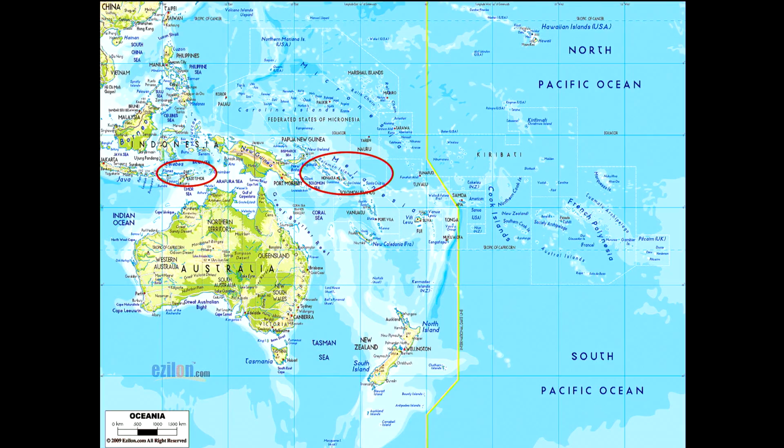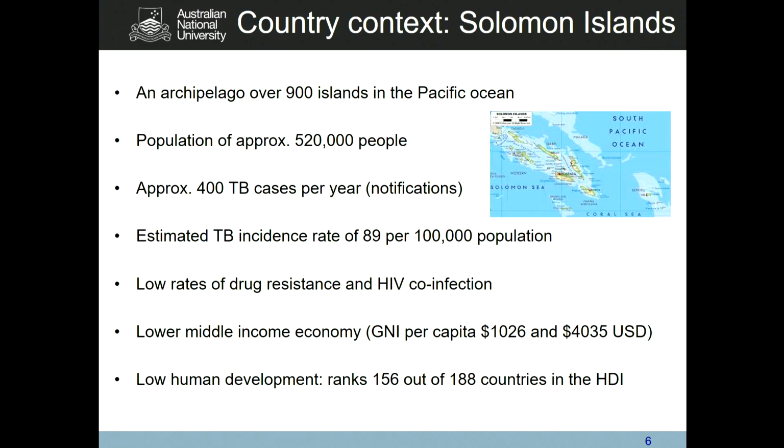Here is a map to show you our part of the world and where these two countries are, and you can see that they're actually quite small countries. If I can get the pointer to work, this is Solomon Islands here, and this is Timor-Leste. Solomon Islands is about 2 hours flight from Brisbane in Australia, and Timor-Leste about an hour and a half from Darwin.